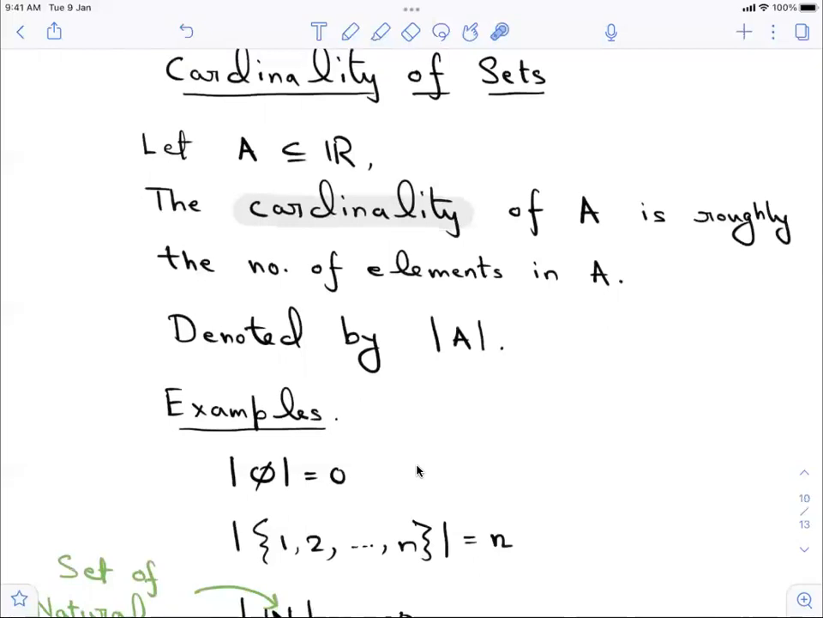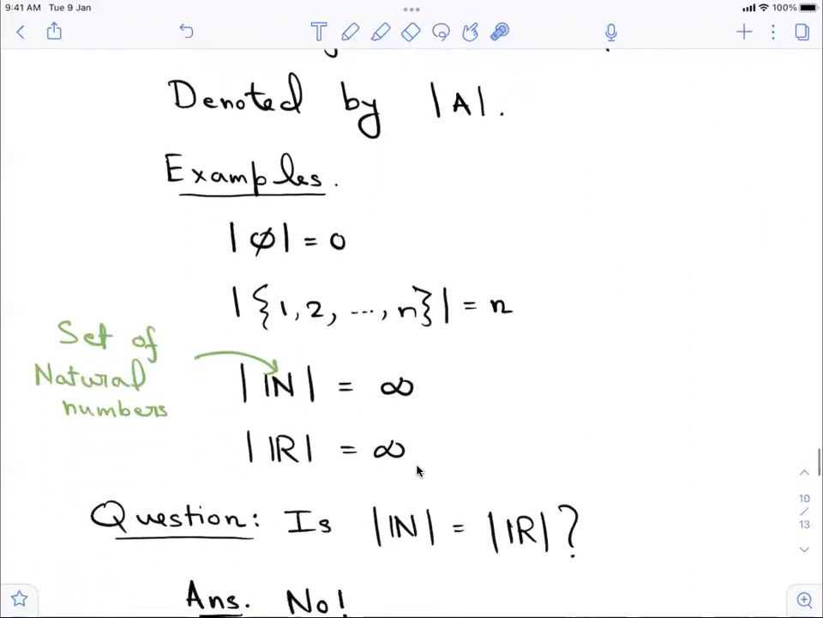So what is the cardinality of a set? Roughly speaking, and this is not the correct definition, it's the number of elements of A. If A is finite, you can remove that "roughly", so it's exactly equal to the number of elements in A. Things get a little funky when A becomes infinite.